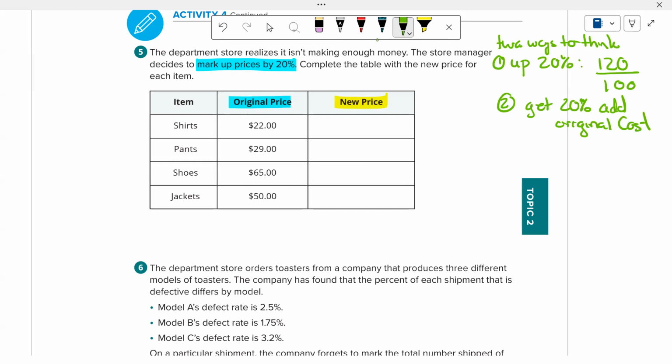There are 2 ways to think. I prefer to do number 1. That's how Mr. Christian thinks. That's just me. I like my life easy. So if I want to go up 20%, then I need to use 120 on my numerator. So that's how I'm going to do it for shirts.